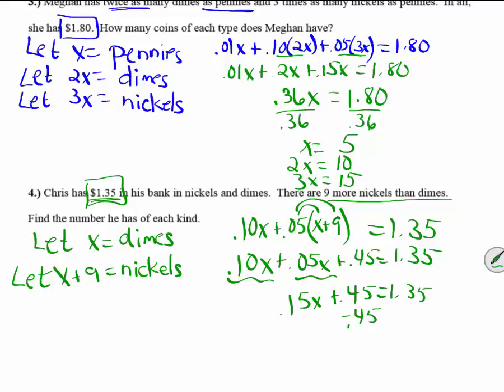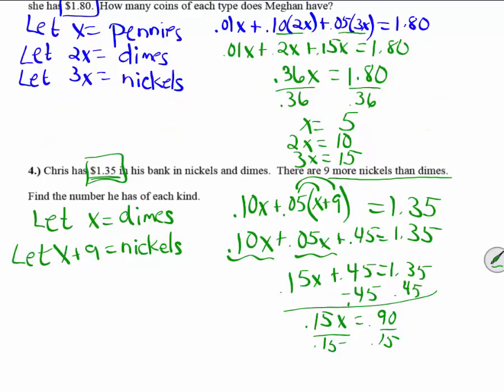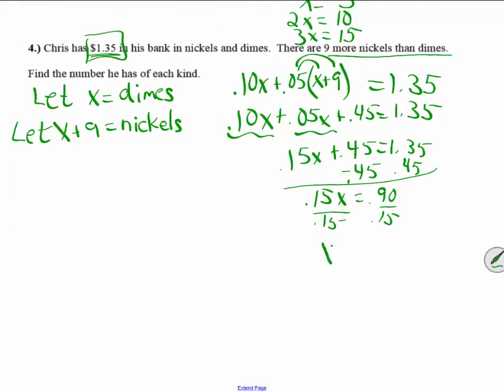Subtract 45 cents. 0.15x equals 0.90. Divide by 0.15. I have to move my screen. I don't know what that did. Okay, 0.90 divided by 0.15 is 6. So we have 6 dimes. X plus 9 is going to give me 15 quarters. Or I'm sorry, nickels. Sorry, wrong one.